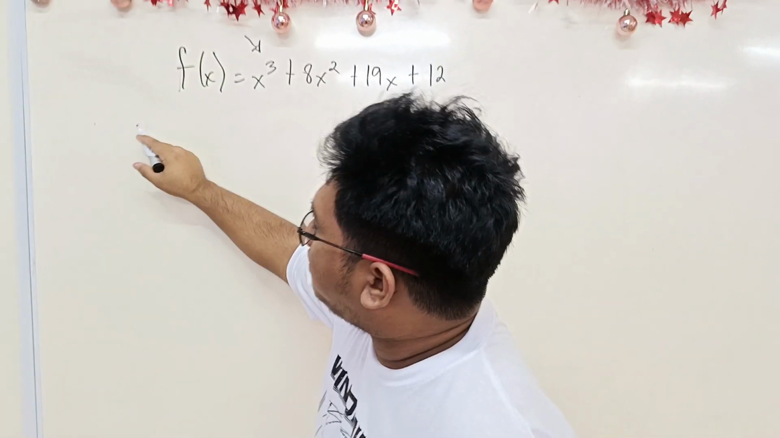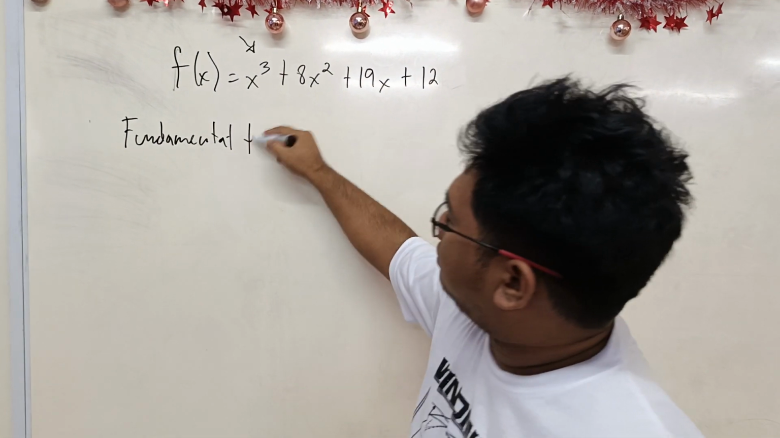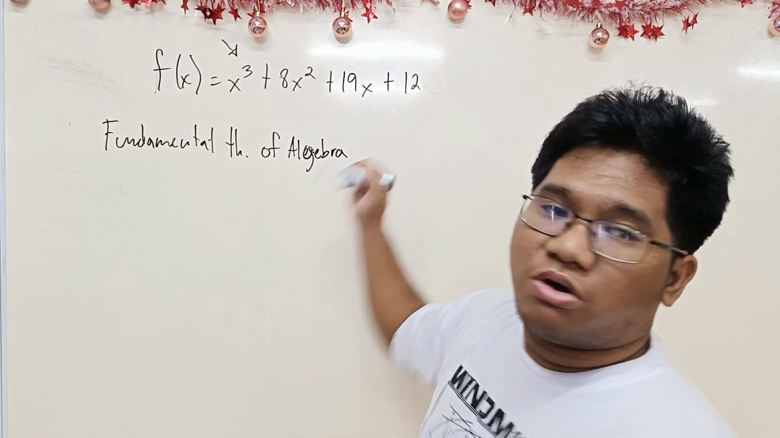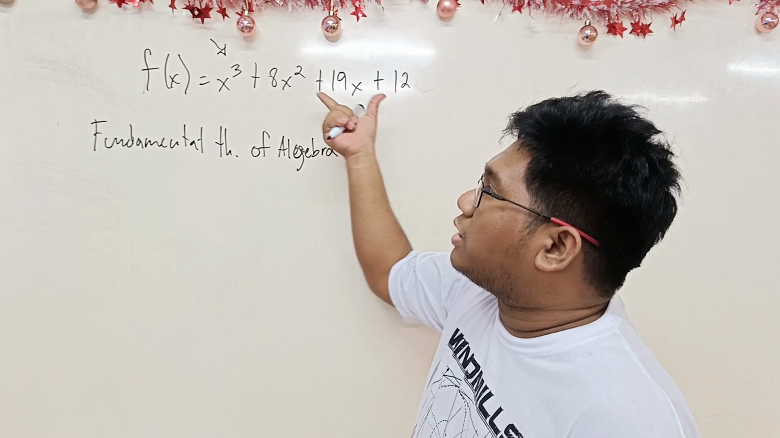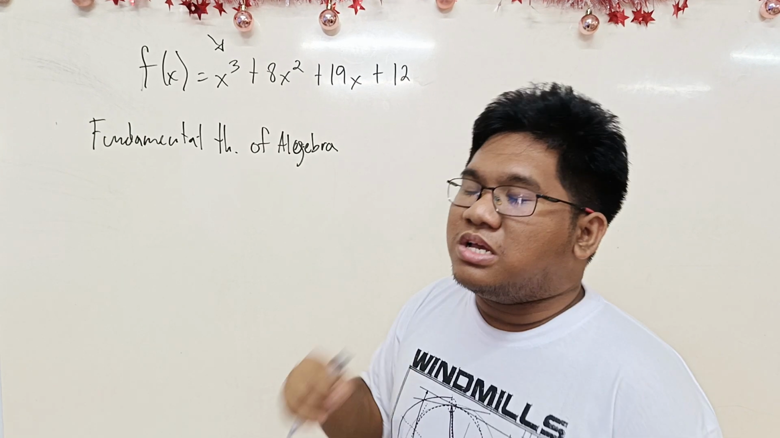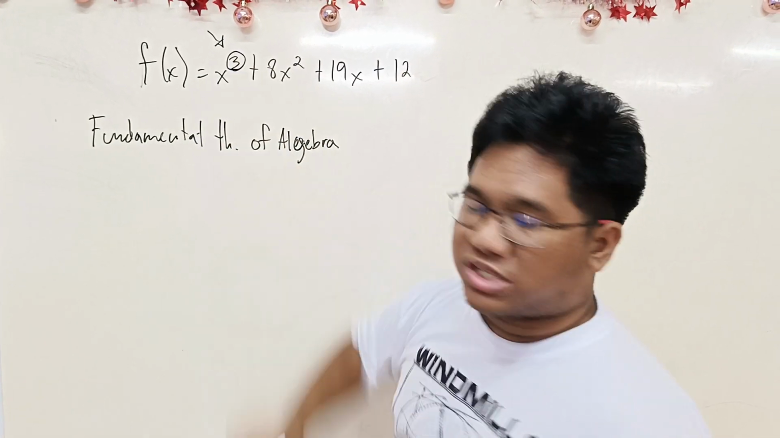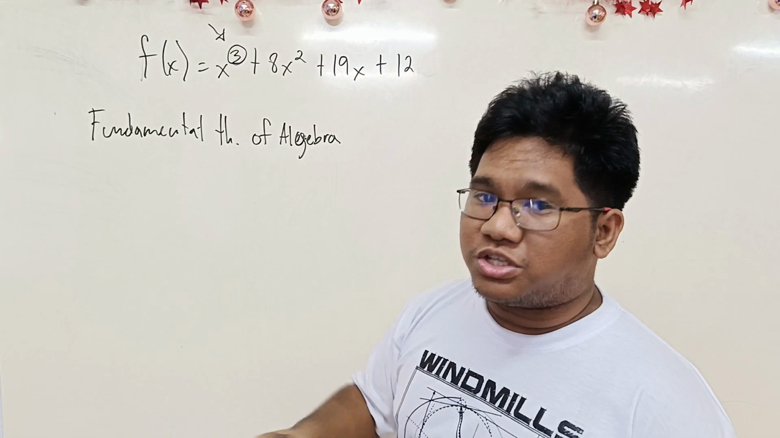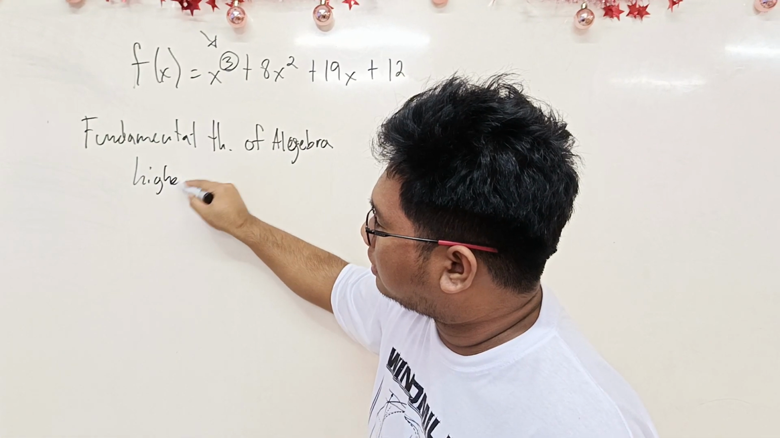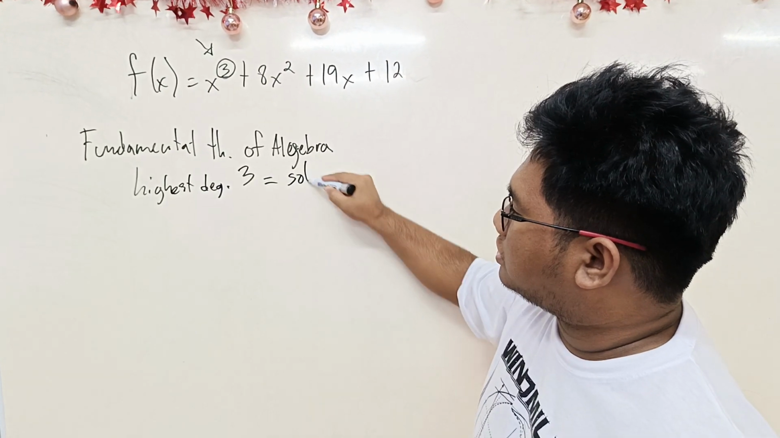Now, with the use of the fundamental theorem of algebra, according sa fundamental theorem, whenever you look at the degree of our equation, it will give you an idea how many solutions or how many zeros you will have. So just by looking at the highest exponent, which is 3, we got the answer that our solutions must be 3. Again, we have the highest degree, which is 3. That's why our solution is also 3.